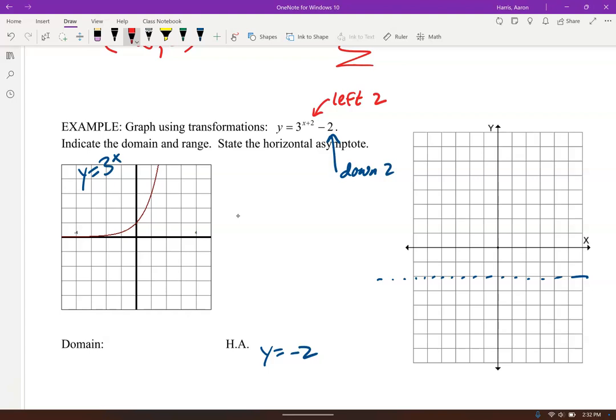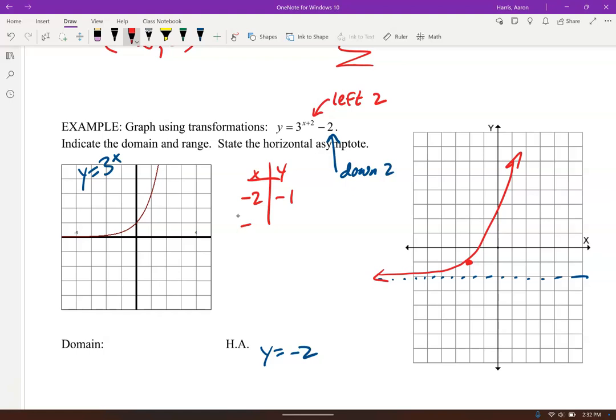So drops it down 2. So instead of 0, 1, down 2, and then left 2. So it'll be right there. And you could graph the rest and get some more points, of course. That would always be a good thing. So negative 2 would be a good one to plug in. Negative 2 plus 2 is 0. 3 to 0, 1. 1 minus 2, negative 1.